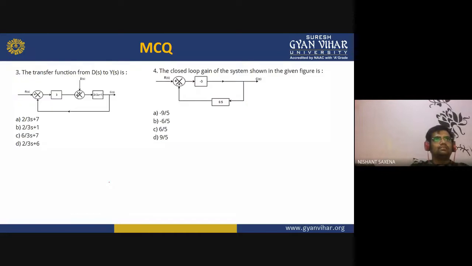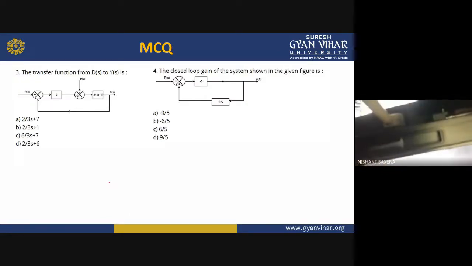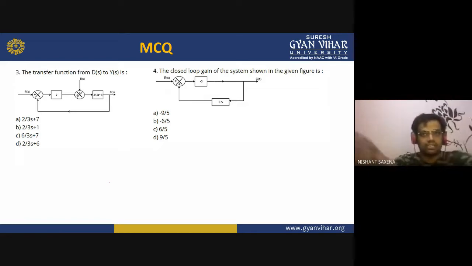Now let's see another question. Look at this question number 3. In this question, you can see the transfer function from Ds to Ys. You have to identify the Ds to Ys. That is, we are having one disturbance over here, one input and one output. So we have to find out the relationship between the output and the disturbance.